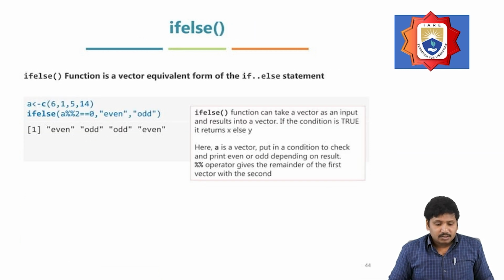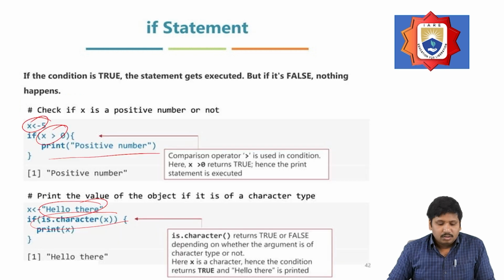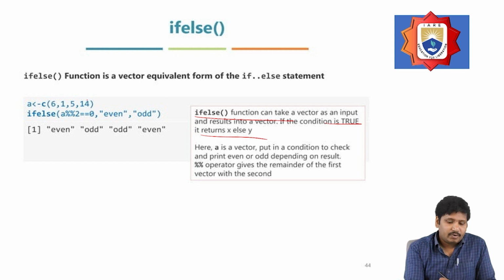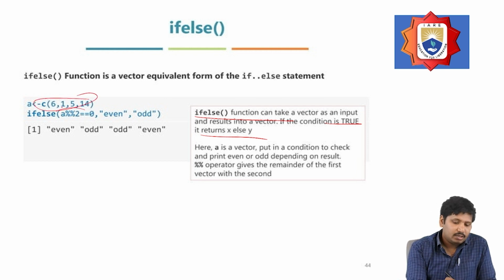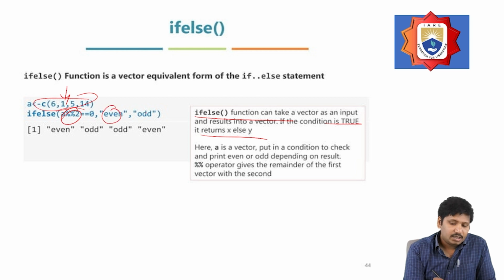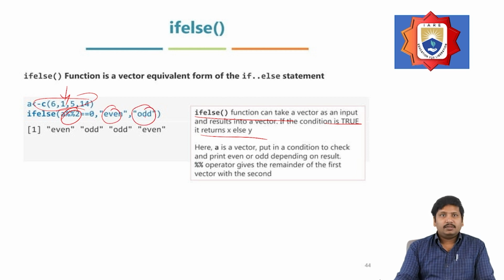And next one, ifelse. ifelse is used whenever I check a condition and two different statements may be executed. ifelse is a function which also takes a vector as input and returns the result as a vector. If the condition is true, it returns x, otherwise it returns y. So here consider a vector. I want to check whether these numbers are even or odd. If I apply the modulus operation, I can identify that it is an even number or an odd number.